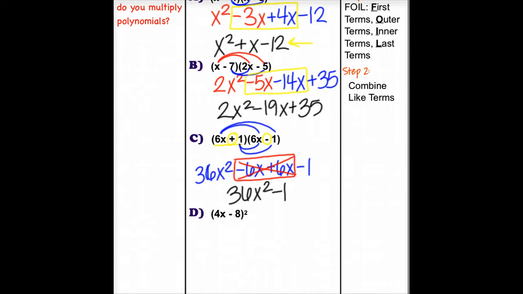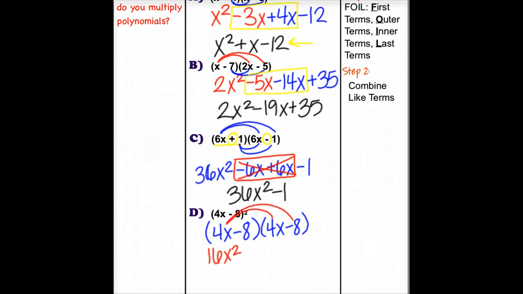Finally, this is what we were looking at when we were finding the vertex with vertex form, etc. And for 4x minus 8, the quantity squared, what that means is we're going to take 4x minus 8 times 4x minus 8. So if we go to FOIL that out, 4x times 4x is 16x squared.